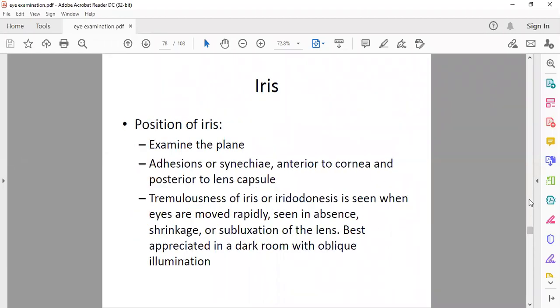Lastly, we have to examine for adhesions. These adhesions may be anterior to the cornea or posterior to the lens. And iridodonesis is nothing but tremulousness of iris, which is seen in patients with aphakia. So this is iridodonesis. So that's all about today, friends.